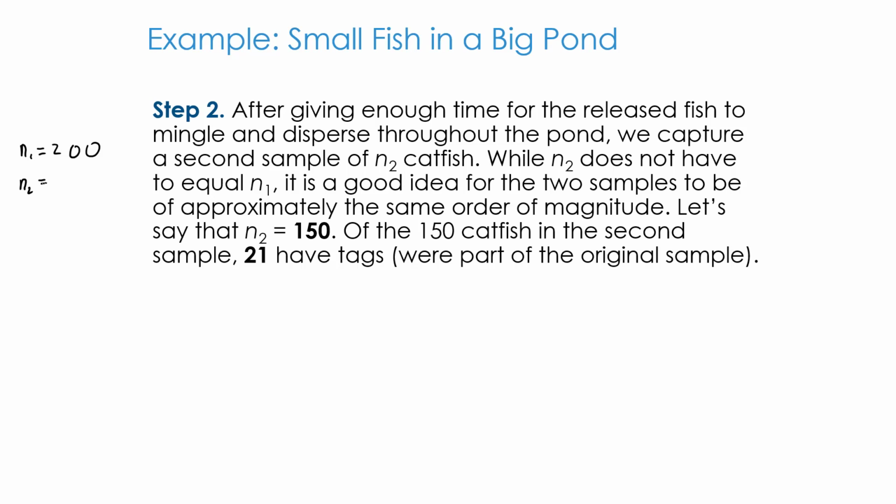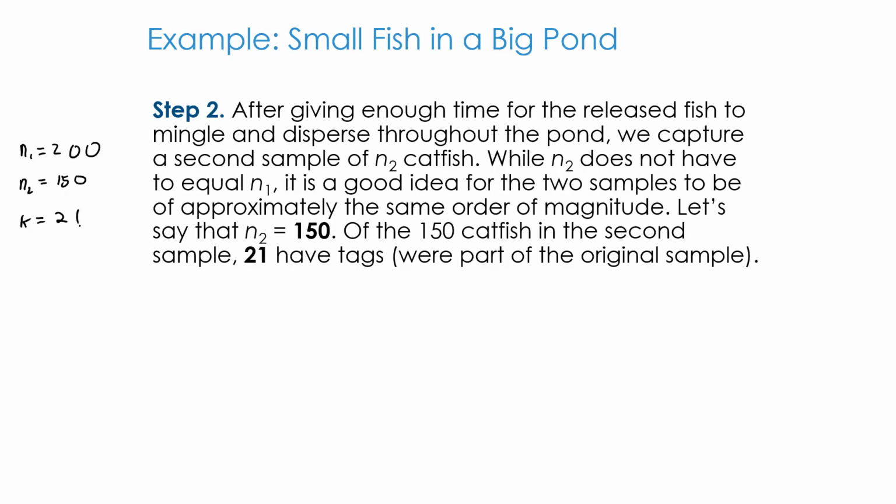While N2 does not have to equal N1, it's a good idea for the two samples to be of approximately the same order of magnitude. Let's say that N2 is 150. So we collect 150. Of these 150, we can easily count which ones are tagged. Of the 150 catfish in the second sample, 21 have tags. So that's my K. K is equal to 21.